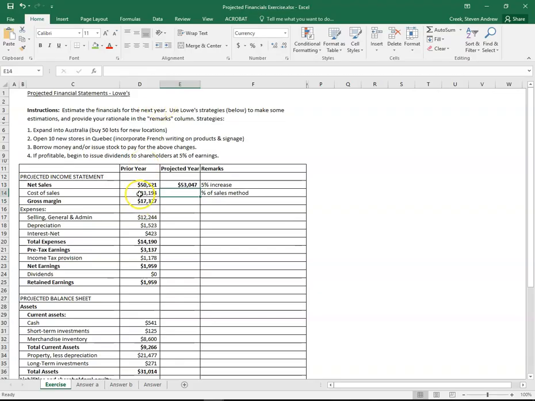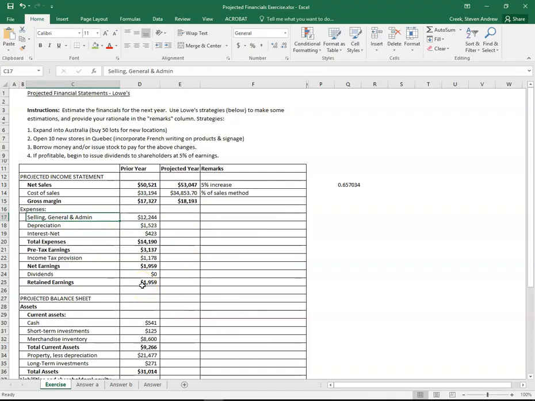So in other words, we need to figure out what was the cost of sales last year when we compare it to net sales. So I'll go over here and do a little math. So it was about 66%, but I can use that exact number if I multiply it by my projection of 53,047. And so that gives me the cost of sales for my projected year. And then just do some subtraction. And we have gross margin.